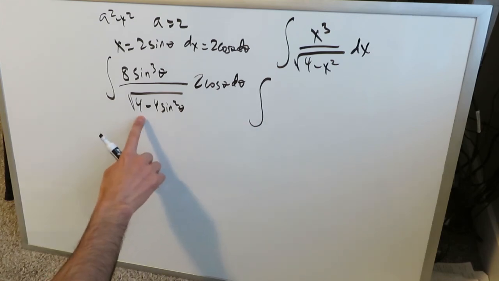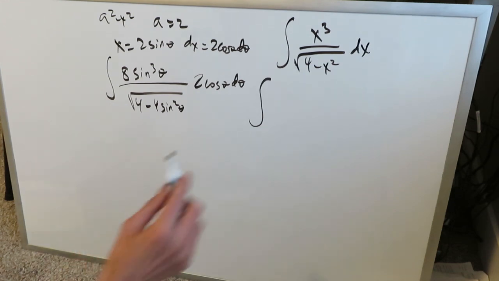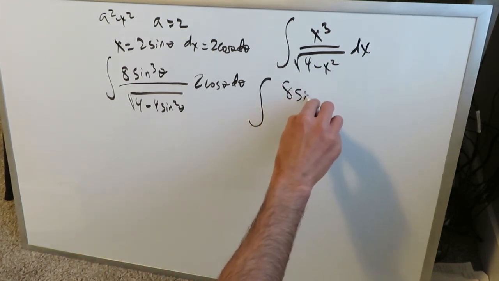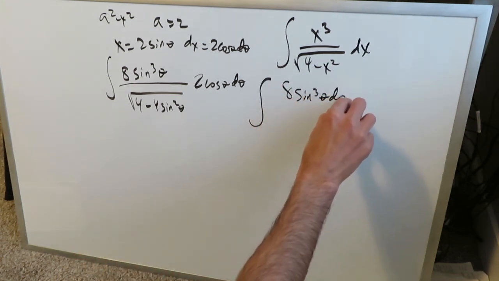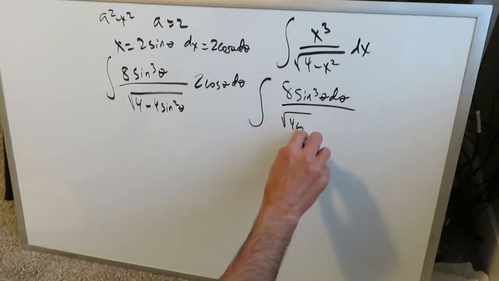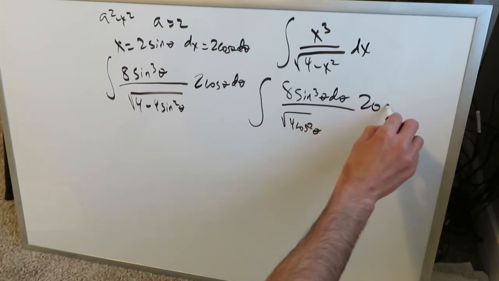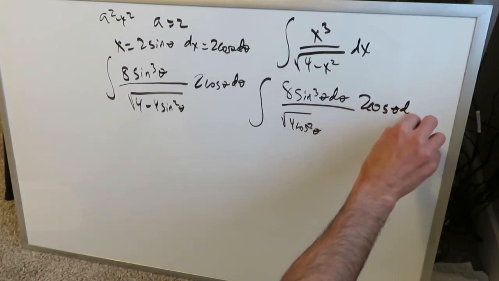This thing right here, 4 minus 4 sine squared theta, becomes 4 cosine squared theta, and you have to take the square root of that. 8 sine cubed theta d theta over, you'll have a square root over here of 4 cosine squared theta, and you can figure that, it's not hard. And 2 cosine theta d theta.